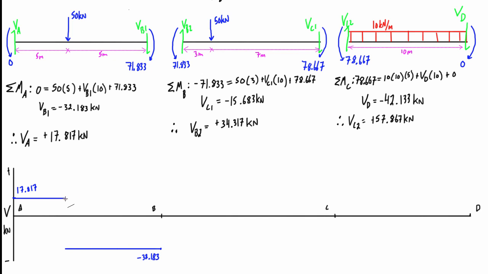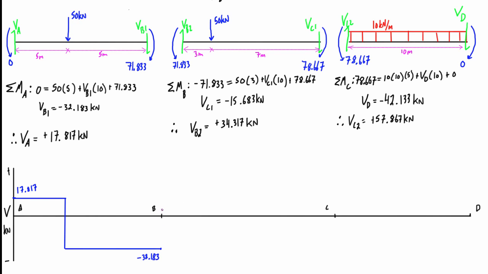And the cool thing is, let's try and draw that a little bit cleaner. The cool thing is if you add up the total change in shear, so 17.817 plus 32.183, it actually is equal to a change in magnitude of 50 kilonewtons, and that is exactly what's happening because we're jumping by 50 kilonewtons where we have this applied load.